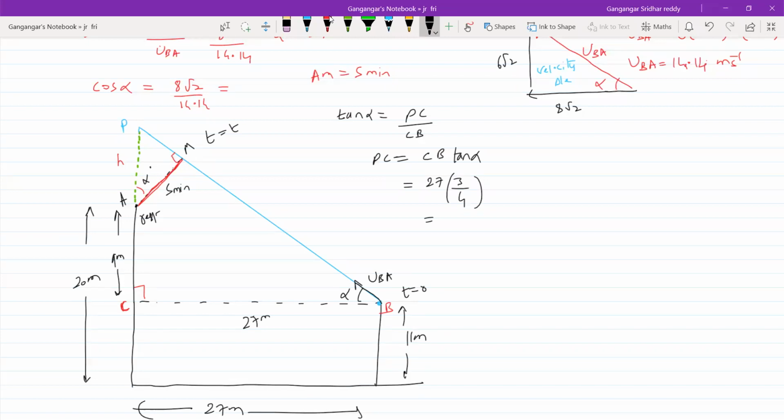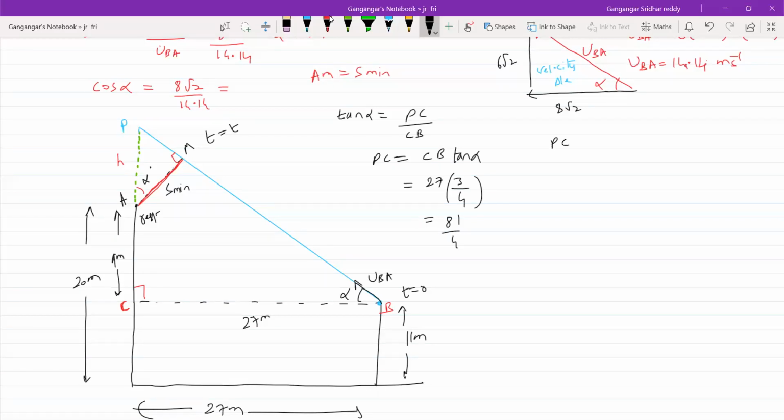So 27 times 3 by 4, that is 81 by 4. So can we calculate H now? Yeah, so I'll calculate now. We'll calculate PA now.